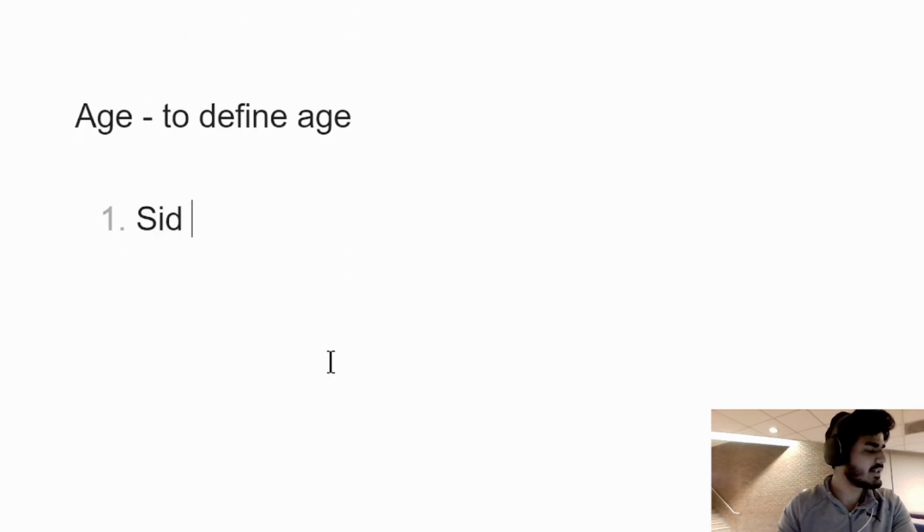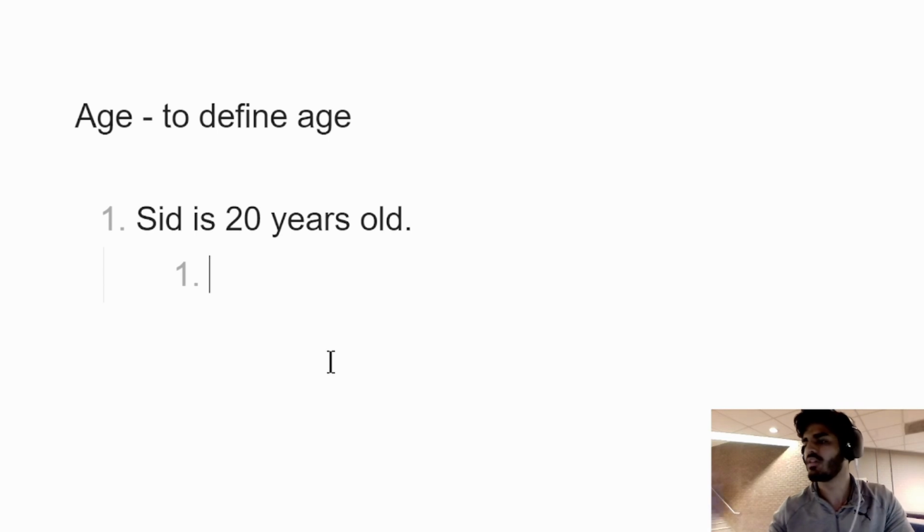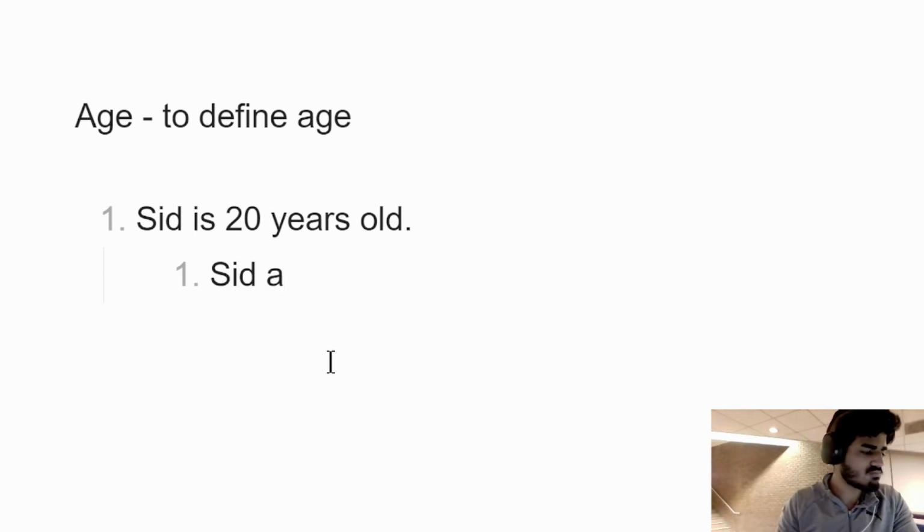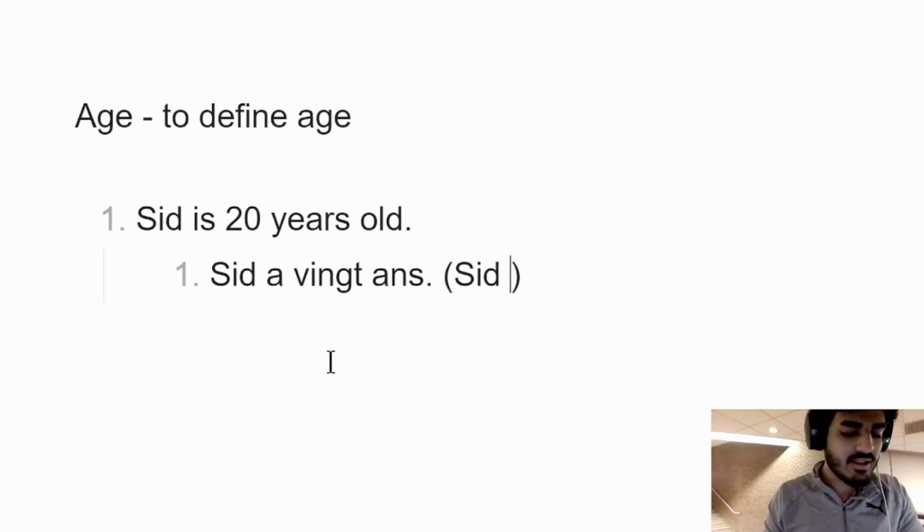So the first one we have, how do we say Sid is 20 years old? How would you say that? Sid a 20 ans. So we basically say it as Sid has 20 years.